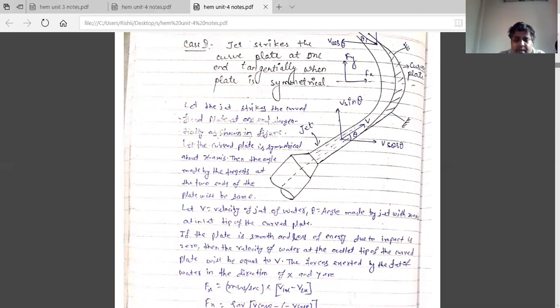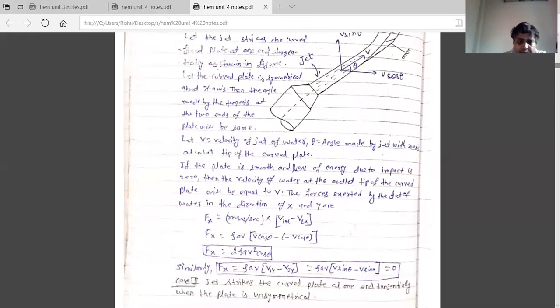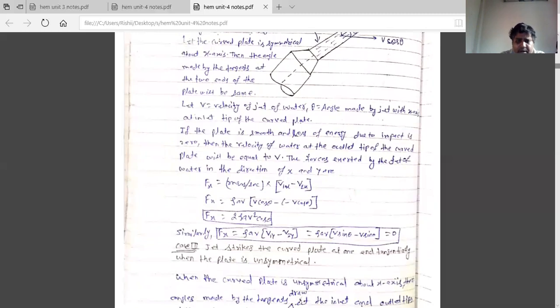If the plate is smooth and loss of energy due to impact is 0, then the velocity of water at the outlet tip of the curved plate will be equal to v. The force exerted by the jet of water in the direction of x and y: Fx is equal to mass per second into v1x minus v2x. Fx is equal to rho a v, mass per second replaced by rho a v, into v cos theta minus minus v cos theta. That means Fx is equal to rho a v square cos theta, two rho a v square cos theta.